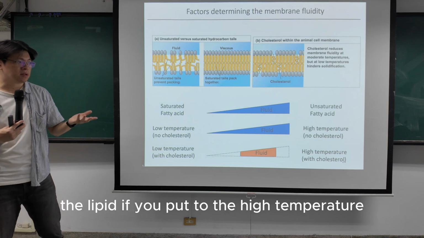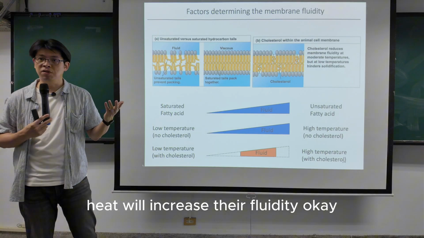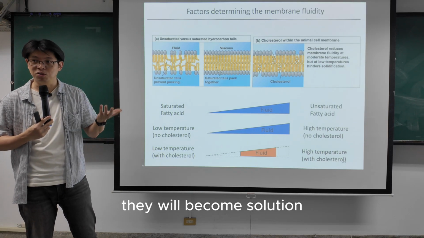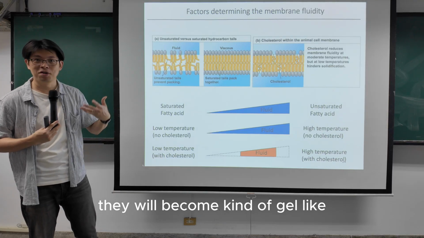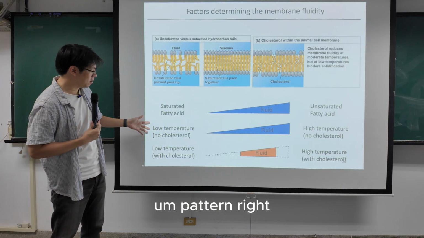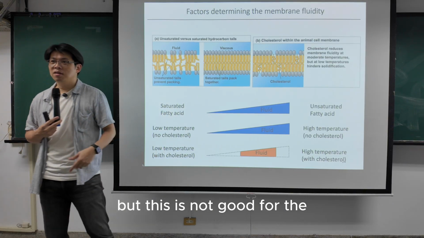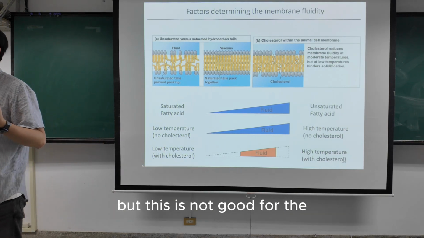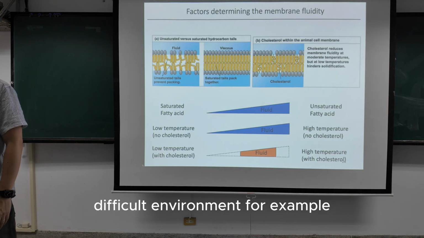As you know, if you put lipids at a high temperature, heat will increase their fluidity. They will become like a solution. But if you put them in the freezer, they become gel-like, right? So low temperature will reduce their fluidity. But this is not good for certain species adapting to extremely difficult environments.